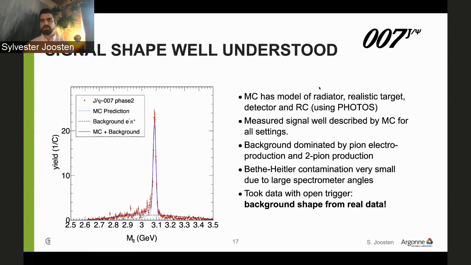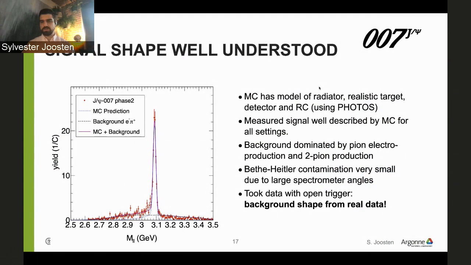Background is dominated for the electron channel by electron-pion production, and for the muon channel by two-pion production. Beta-hadron contamination is very small because we're sitting at very large angles with our spectrometers. And we took data with an open trigger, meaning we get the background shape from real data. And this is something that you can see here on the plots to the left.